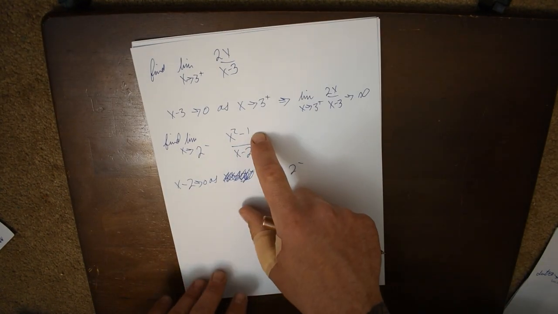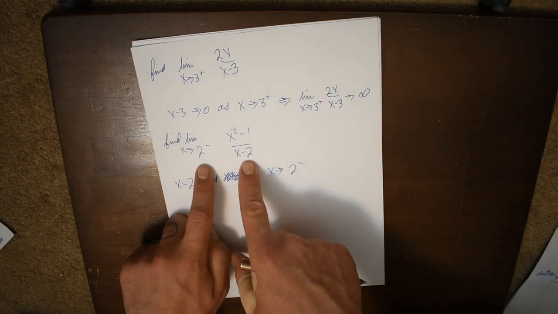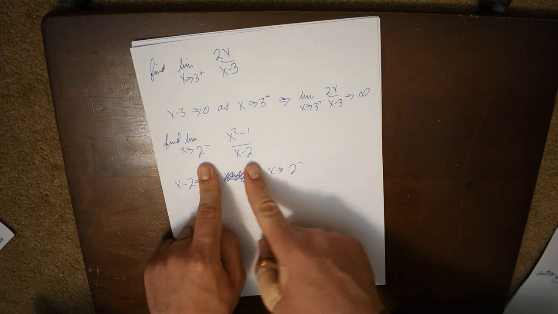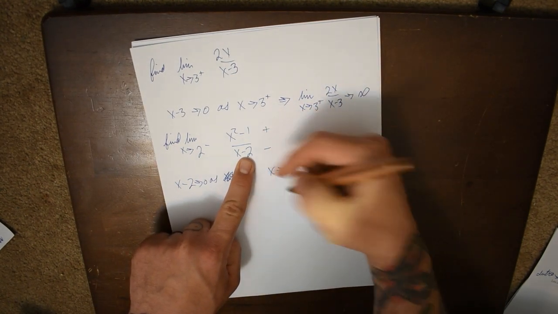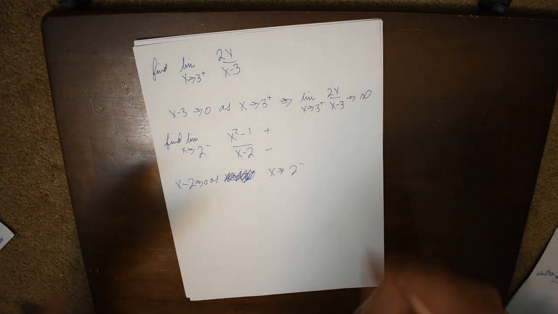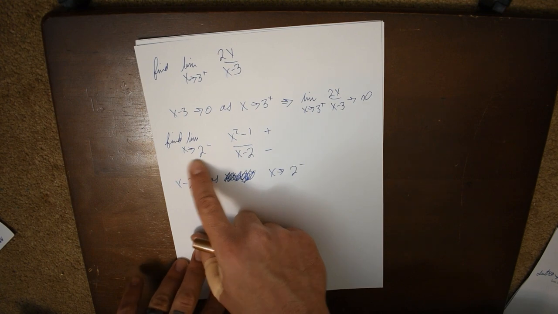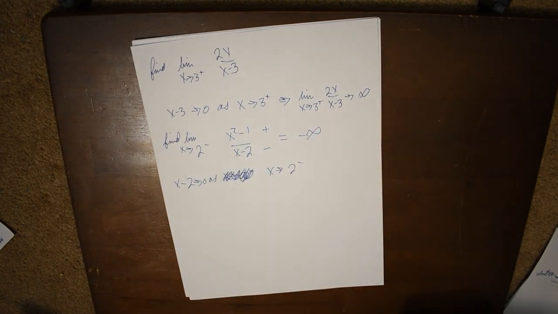So yeah, the numerator's positive, the numerator's always about 3, and the denominator is getting really close to 0, but since we're always plugging in numbers that are less than 2, this denominator is always going to be negative, and a positive divided by a negative is going to yield a negative number. So we'd say this limit is equal to negative infinity.